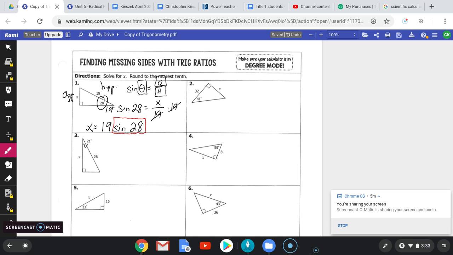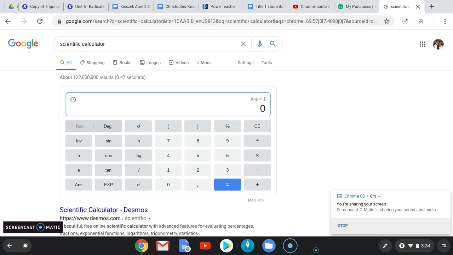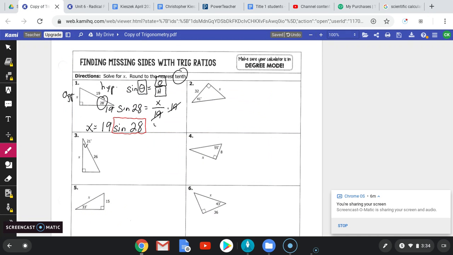And actually, I will show you on this too. So now there you go. What do we do now? We just literally go to the calculator and round our answer to the nearest tenth, as it says. So I'm going to go to the calculator and type in exactly what's there. 19 times sine 28. There, and rounding my answer to the nearest tenth would be 8.9. So my answer is around 8.9.